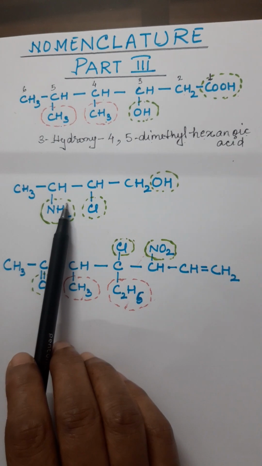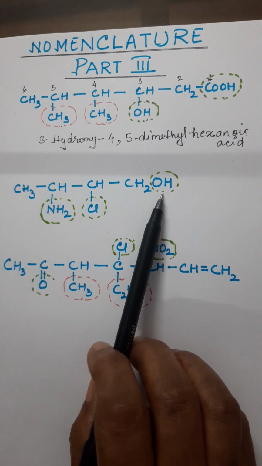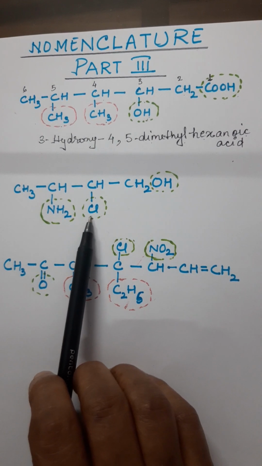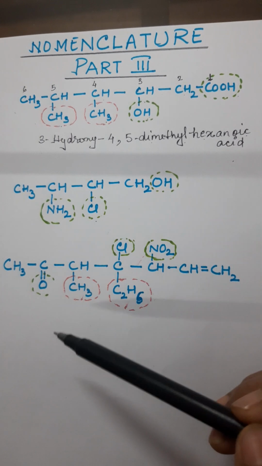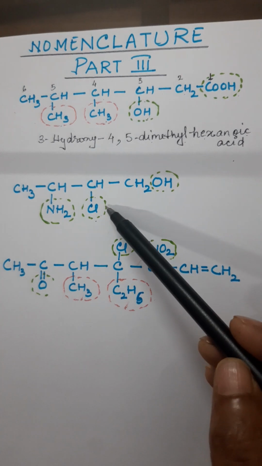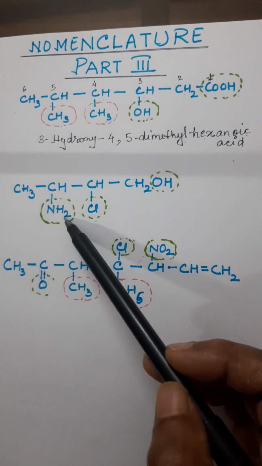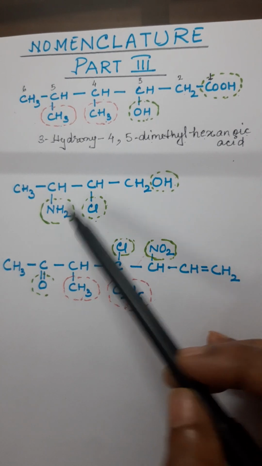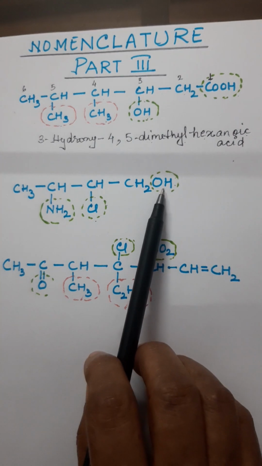Now moving to the next one. Here you see again there are two functional groups. One is OH and the other is NH2 and also Cl. Now Cl, that is halogen, was the lowest in that series of functional groups. So obviously this would not become the primary functional group. Amongst amine and alcohol, alcohol comes above amine in that series. So our primary functional group is alcohol.